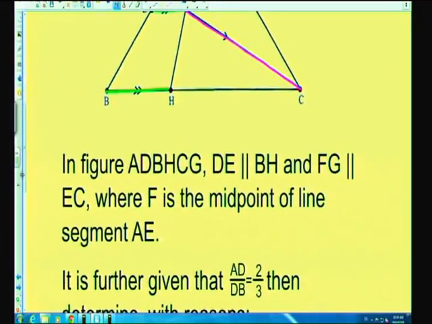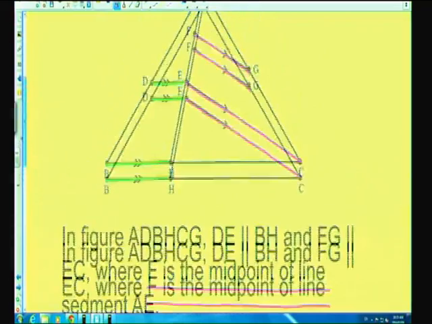Now, it's not a bad idea, as I said, to use color, highlight up your parallel lines. It makes it easier for you to start the question. Notice I haven't even engaged with the question, but I've made sure that foremost in my mind is those parallel lines. So let's go down to the actual question. It says, in figure ADBHCG, that's enough to scare the best of us. But don't worry, all they're doing is naming all the aspects of the actual figure. DE is parallel to BH, FG is parallel to EC, and then there's one extra point here. F is the midpoint of line segment AE.